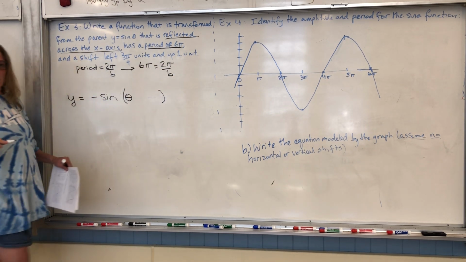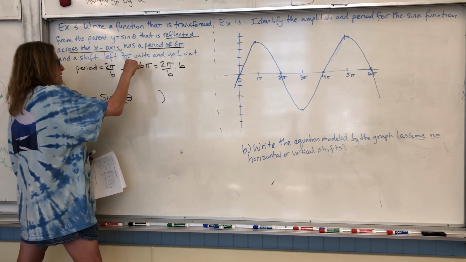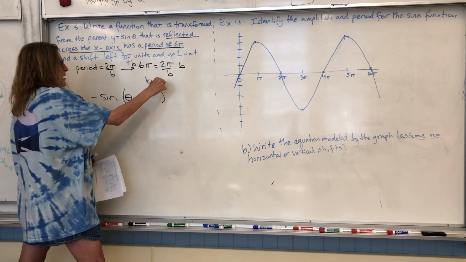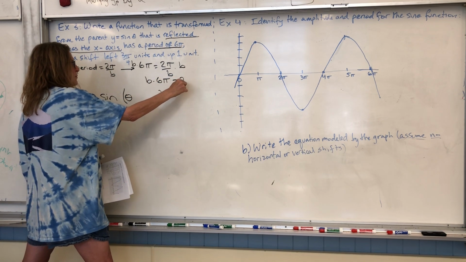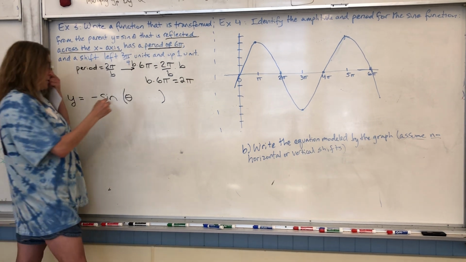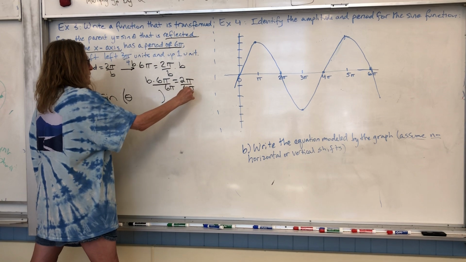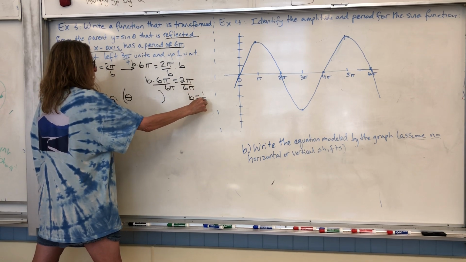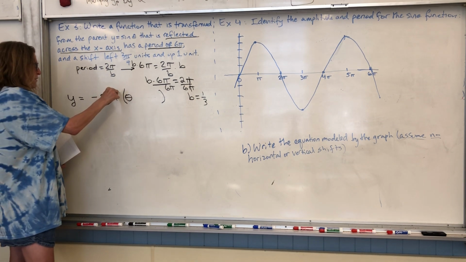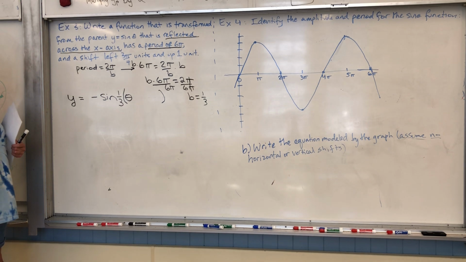So let's solve that equation, guys. Let's multiply both sides by b. So I get b times 6 pi equals 2 pi. And then I'm going to divide both sides by 6 pi. And I get b equals 1/3. Right? The pi's cancel. B equals 1/3. So that means there's a 1/3 right here. Right? Because we just found b.